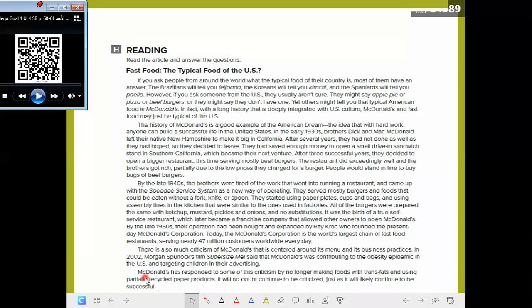McDonald's has responded to some of this criticism by no longer making foods with trans fats and using partly recycled paper products. It will no doubt continue to be criticized, just as it will likely continue to be successful.